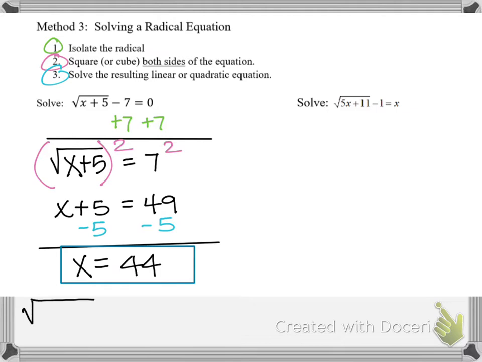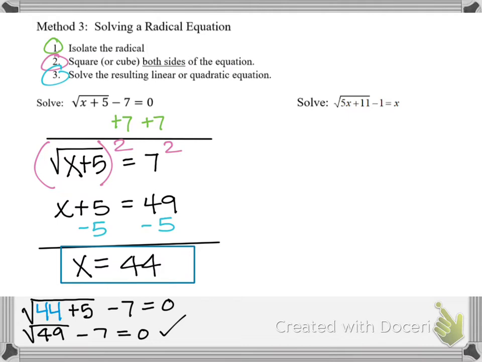So I'm going to replace the variable x in the original equation with the number 44. So that gives me the square root of 44 plus 5 minus 7 is supposed to equal 0. So in my radicand, 44 plus 5 gives me the square root of 49. And when I subtract 7, that is supposed to give me 0. Now, if I think about the square root of 49, that is 7. And 7 minus 7 does equal 0.